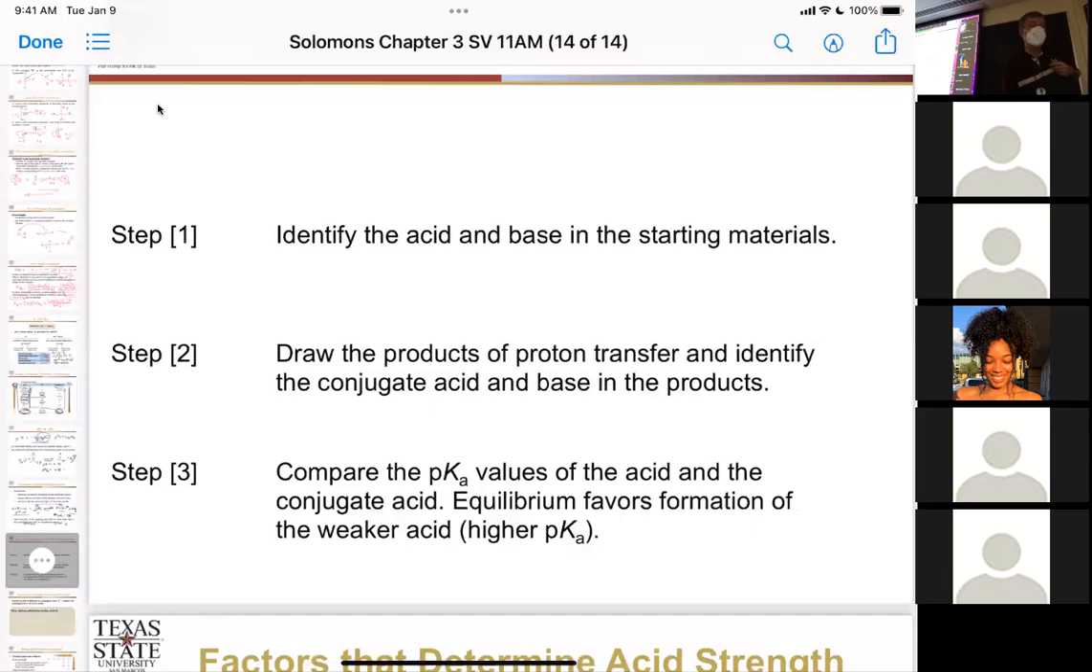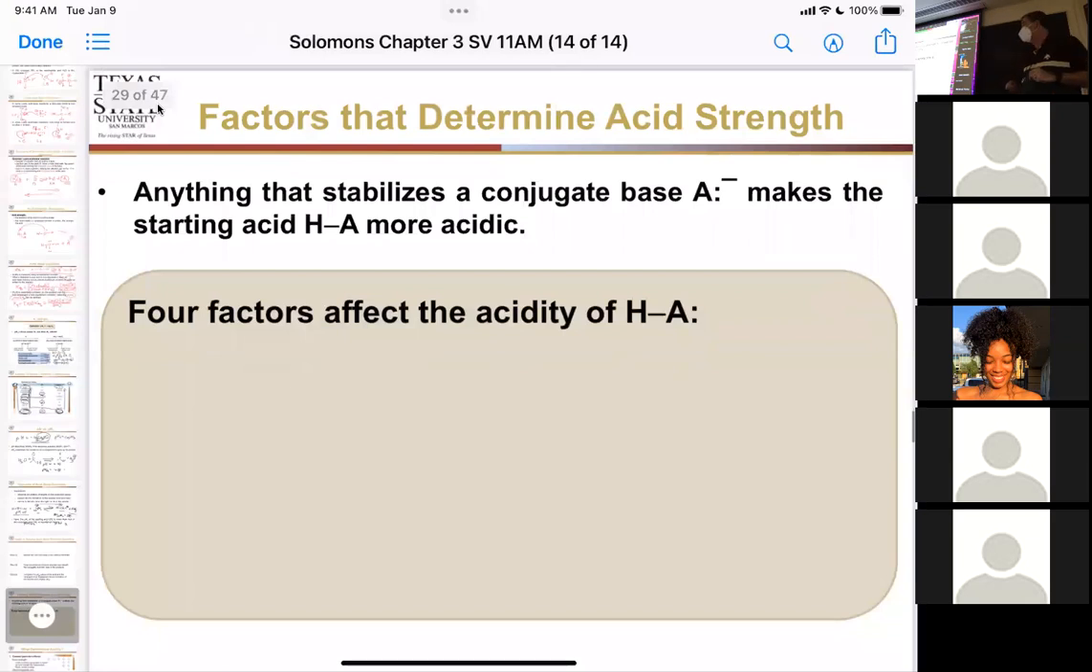I'm going to save this next one for Wednesday. Wait, it is Monday. So we're going to talk about the 4 factors that affect acidity in organic compounds, the 4 things that will change the pKa. You can read ahead if you want.